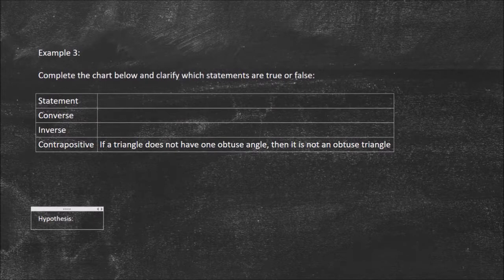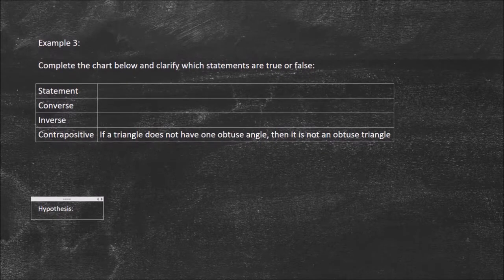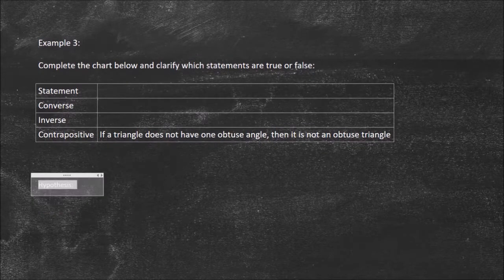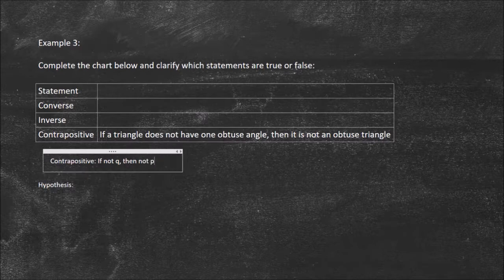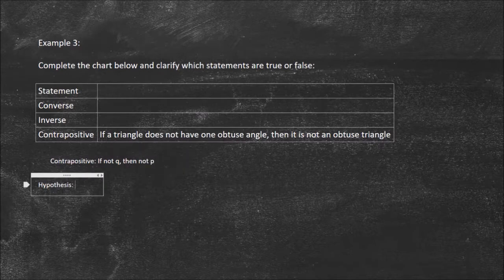So what is our hypothesis here? We have to think about what the contrapositive means. Remember, the contrapositive is: if not Q, then not P. We have to memorize these rules, and we use that to get us to the hypothesis and the conclusion.